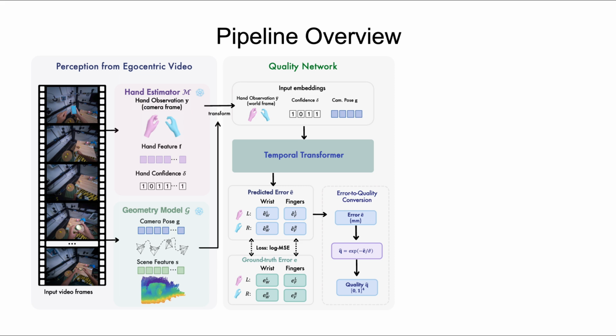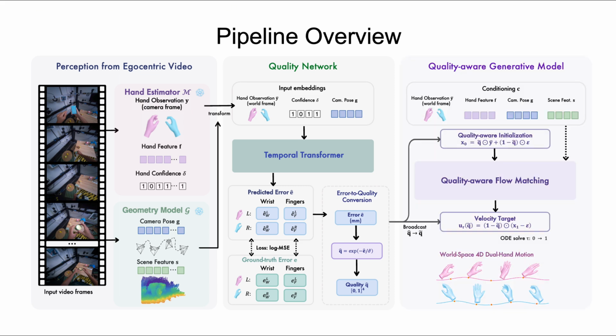A learned quality network takes the world-frame observations, confidence flags, and camera poses, and processes them through a temporal transformer with a global aggregation token. It predicts a 4-channel quality signal, rating the wrist translation and finger articulation of each hand at every frame. This quality signal is broadcast onto every motion channel and drives a conditional flow matching DiT through 4 coupled mechanisms.